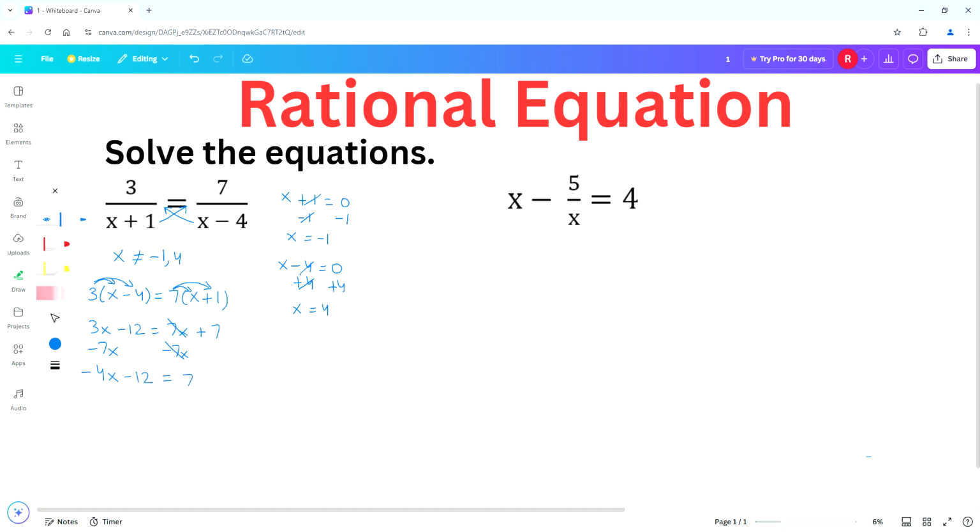Next, we can combine the number terms negative 12 and 7 by adding 12 to both sides. Seven plus 12 is equal to 19. Next, we can isolate x by dividing both sides by negative 4. We cannot reduce the numbers 19 and 4, but we should write the negative sign in front of the fraction.